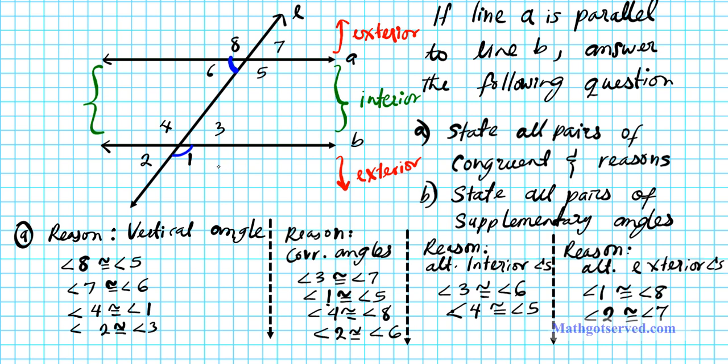So when you're dealing with parallel lines cut by a transversal, if angles look the same, more likely than not they are. If their measures look different, more likely than not they are going to be supplementary. So just keep that shortcut in mind.